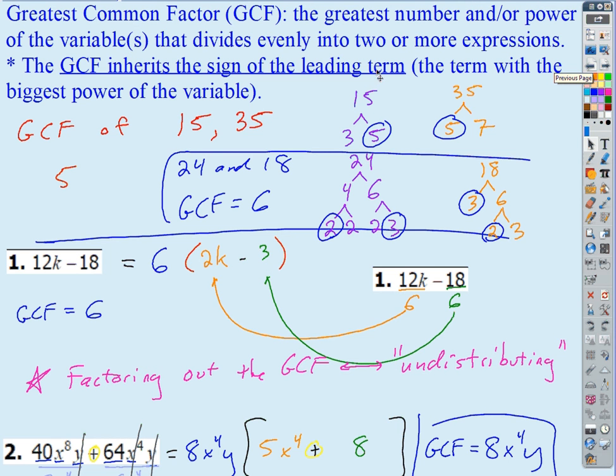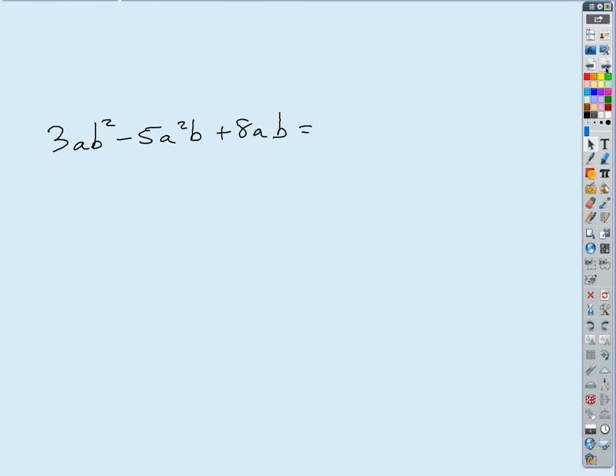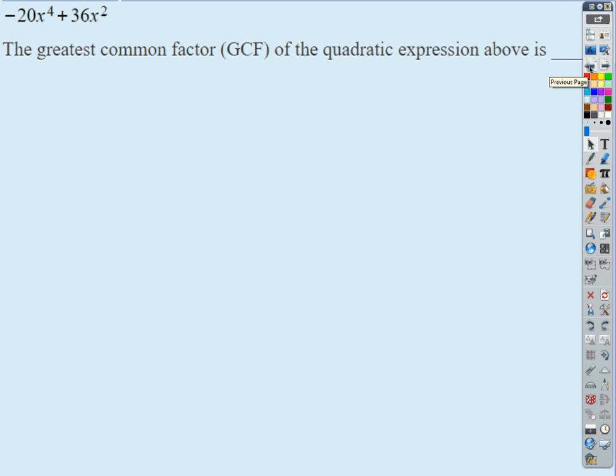Now, what in the world is the leading term? The leading term is just going to be the term with the biggest power of the variable. That's the one that dominates the function, right? So if we look at this guy right here, which is the leading term? Well, here I've got an x to the 4th, there I've got an x squared. X to the 4th is a bigger power of x, so that's the dominant term, that's the leading term. So because that's the leading term, we know that the greatest common factor is going to be negative.